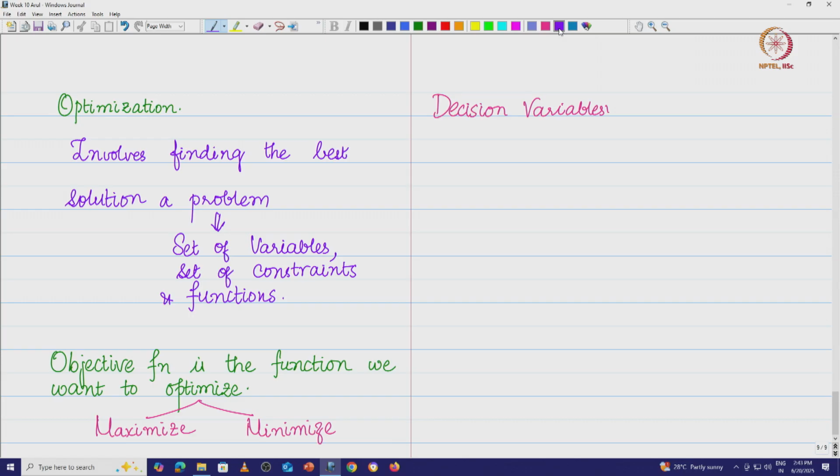Decision variables are basically the variables that we adjust to optimize the objective function.